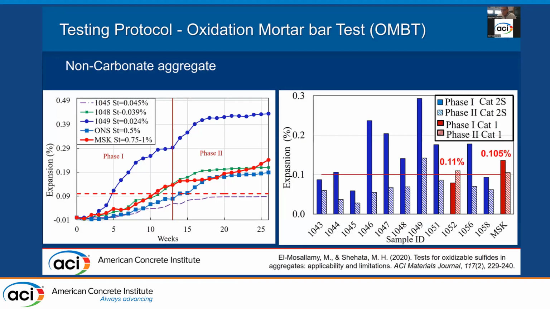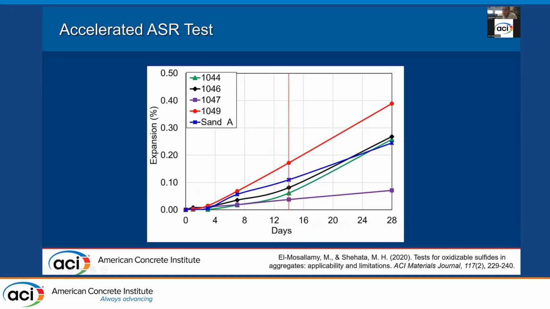Moving to the non-carbonate aggregates, we got a little bit higher expansion. However, if you look at phase 2, all the expansion is less than 0.1. So the test is also applicable except for only one aggregate out of the 22, which shows high expansion in phase 2. When we tested those non-carbonate aggregates for ASR with ASTM 1260, particularly that one with high expansion, it also showed ASR reactivity.